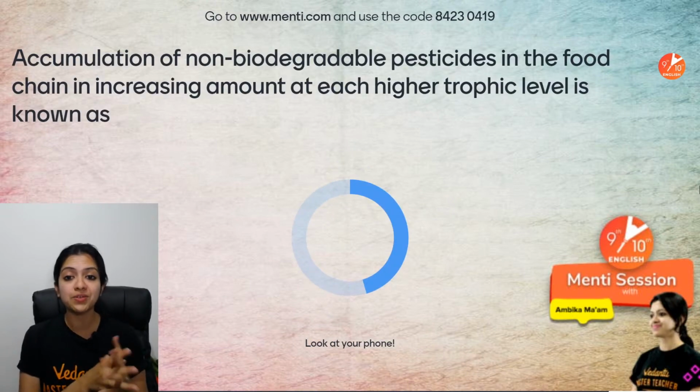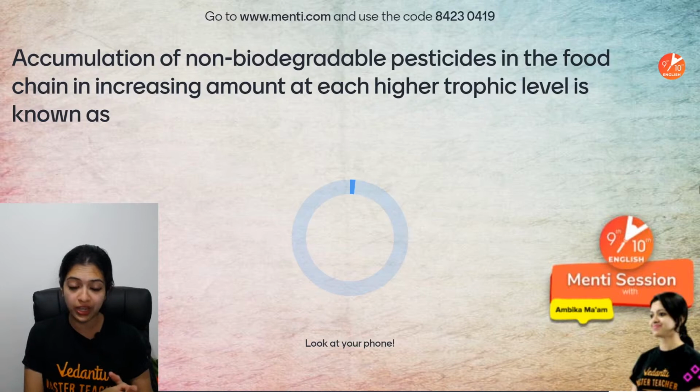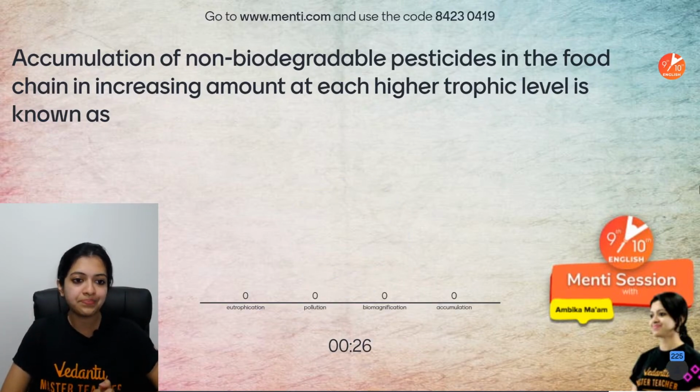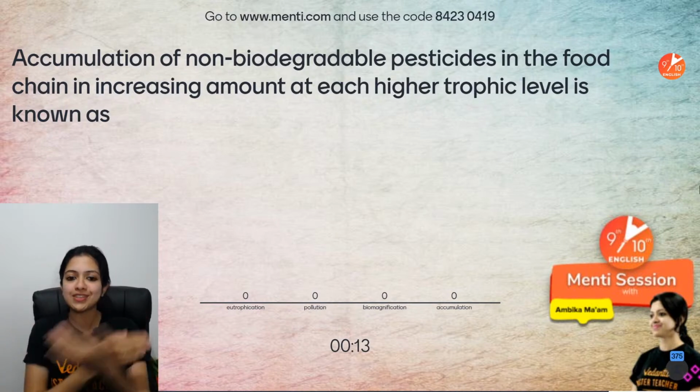Accumulation of non-biodegradable pesticides in the food chain in increasing amounts at each higher trophic level. What do you call it? Eutrophication, pollution, biomagnification, or accumulation? What would you call it? This has to be super easy again, but you must know how to answer it the other way as well.